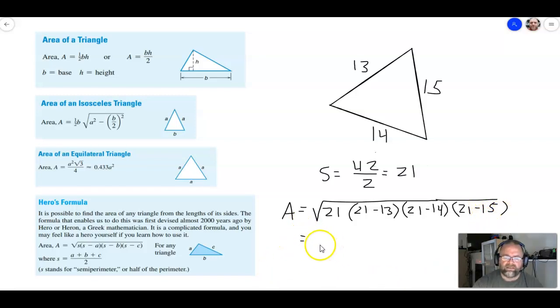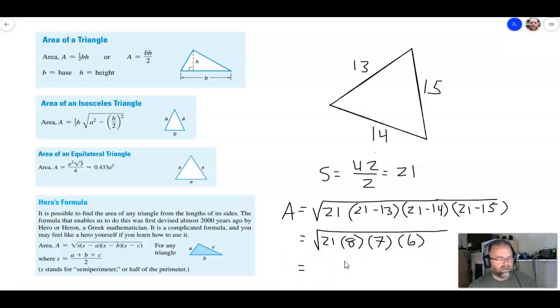We can simplify this a little bit before I put it into my calculator here. But this is going to be 21 times 21 minus 13 is 8, times 21 minus 14, which is 7, times 21 minus 15, which is 6. So this is going to be equal to the square root of 21.